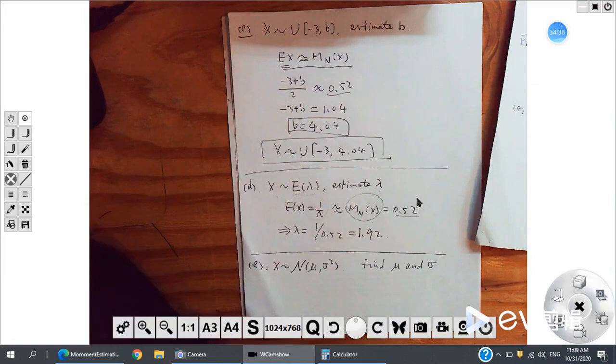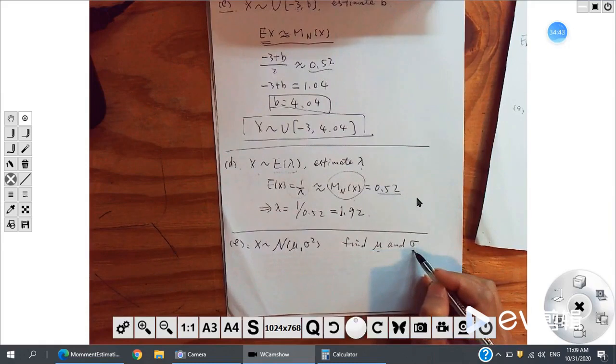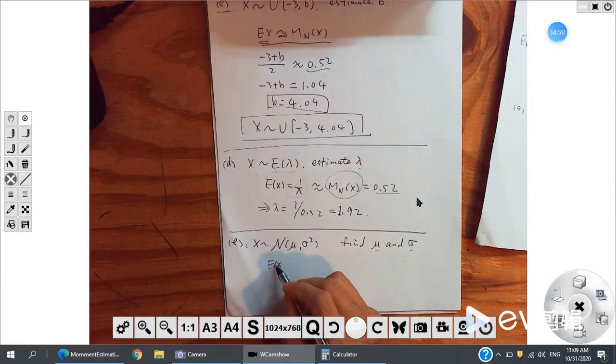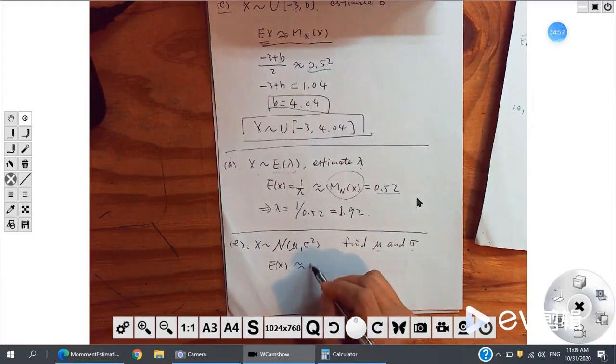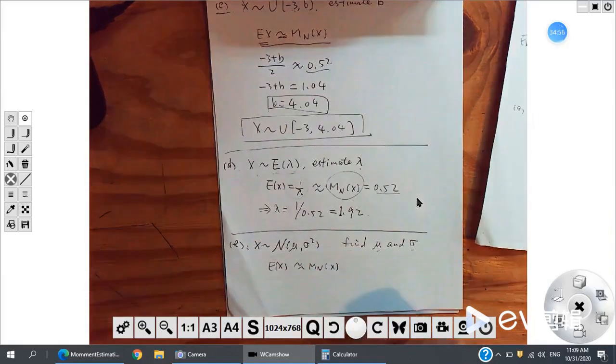Alright, so this is the problem. It looks like this. Here we have 2 parameters. So this is also the case. We need an equation where E[X] is close to m_n(x), the mean of n samples of x, and because I have 2 unknowns, I need one more equation.